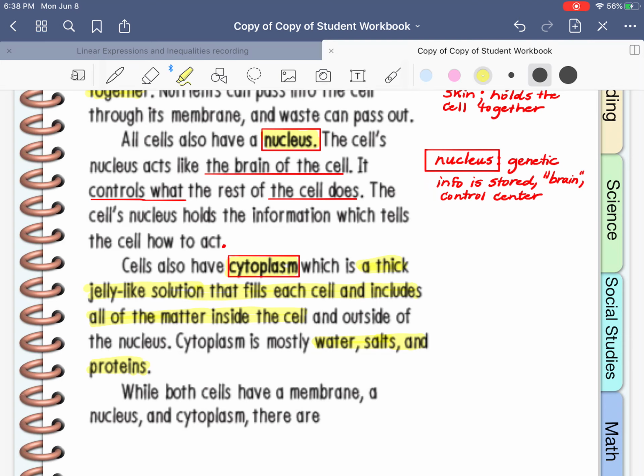Cyto, cell. Plasm, jelly. So this is cell jelly. This is why I chose Jello for my students' experiment. So get that image in your mind of clear Jello. That's sort of what cytoplasm is like. So cytoplasm is cell jelly.